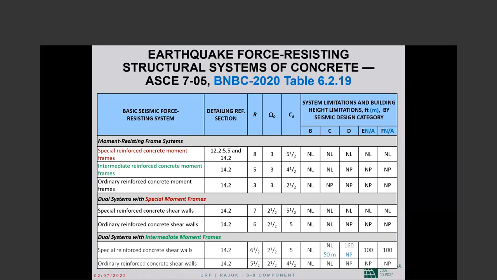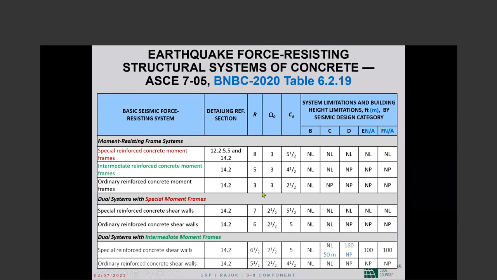Okay. So special moment frame of concrete, R value of 8 has been mentioned, omega sub 0 of 3 has been mentioned, C sub D is 5.5. No height limit in any seismic design category. You go down to intermediate moment frame, R value becomes 5. Omega sub 0 remains 3, C sub D is now 4.5. Now, this is not permitted in design category D and above, not permitted. NL is no height limit, NP is not permitted.